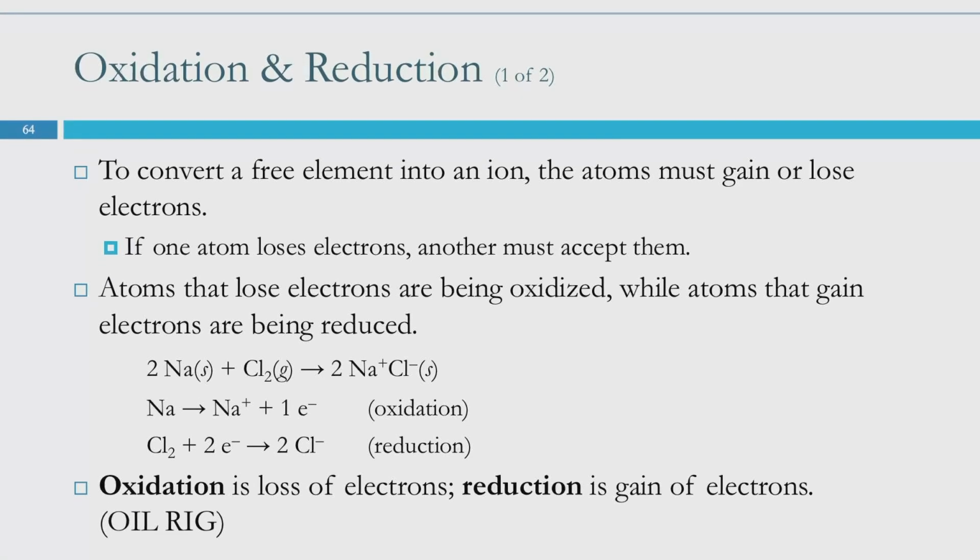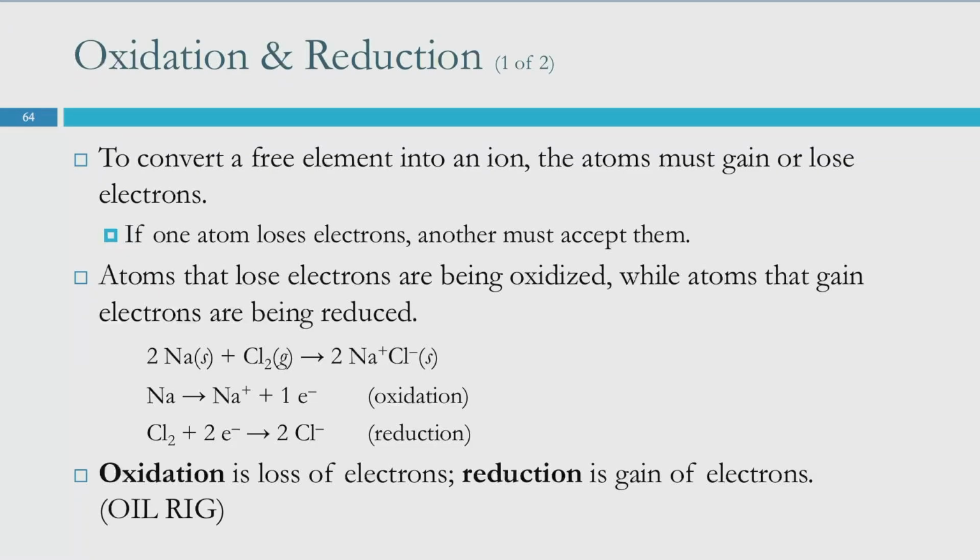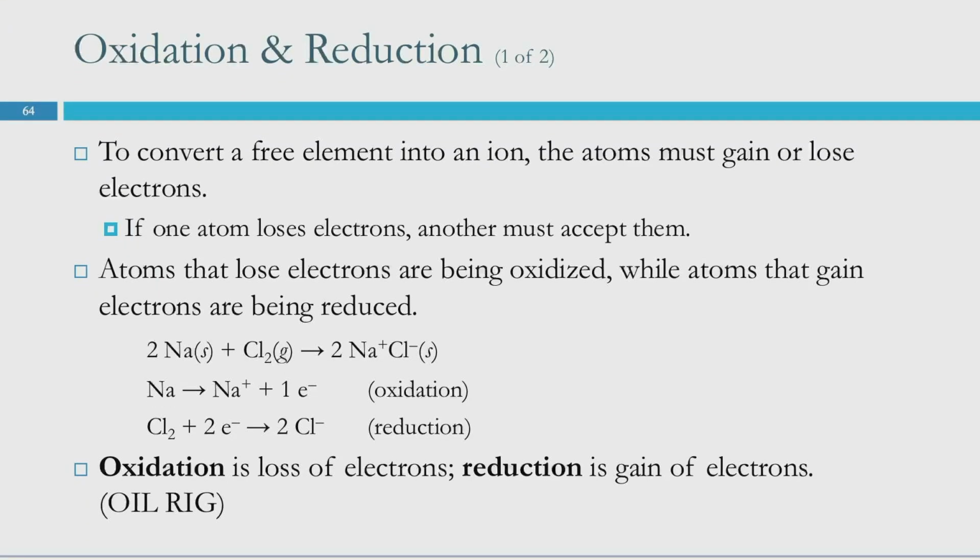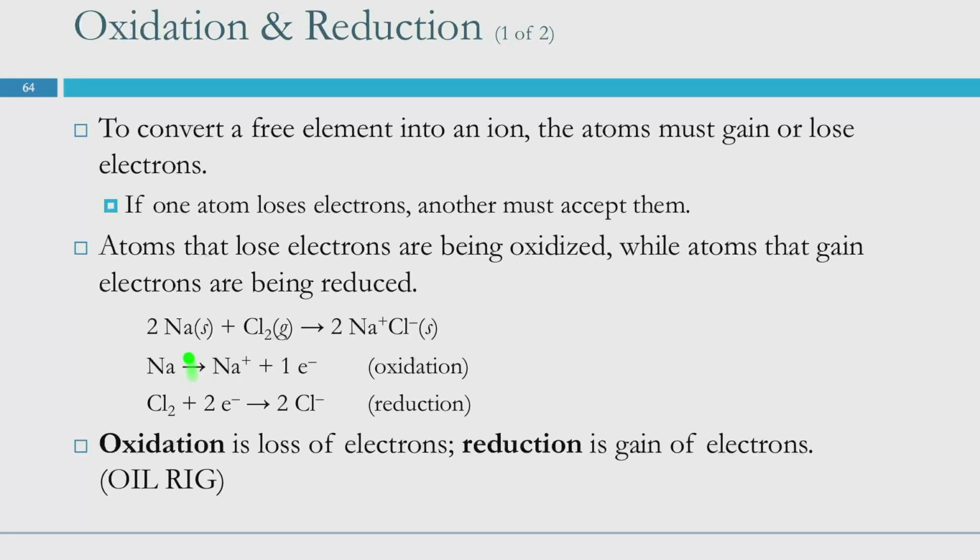And one way that we can remember which one's oxidation, which one's reduction, is atoms that lose electrons are being oxidized. That's our definition. Atoms that gain electrons are being reduced. It feels like gaining electrons shouldn't go along with being reduced, but that's just the unfortunate way that it is. So the sodium metal was oxidized because it lost an electron. Oxidation is loss of electrons. Reduction is gain of electrons.